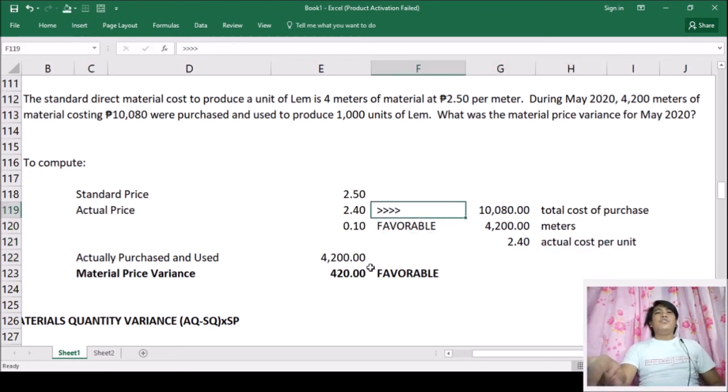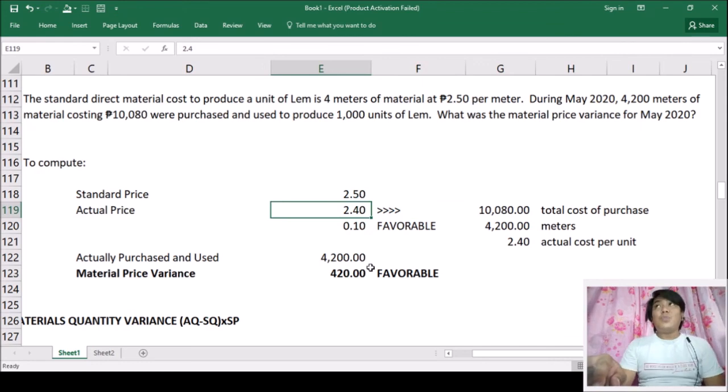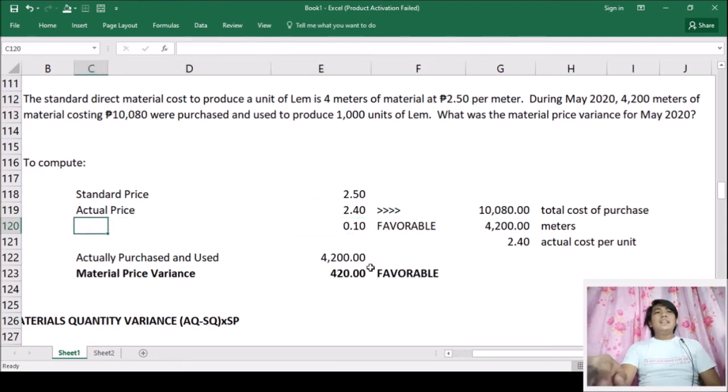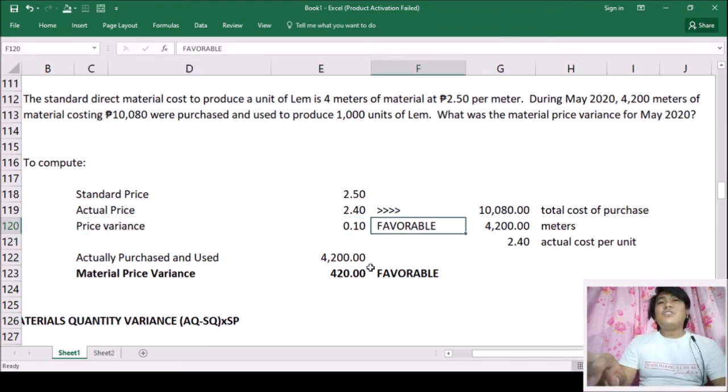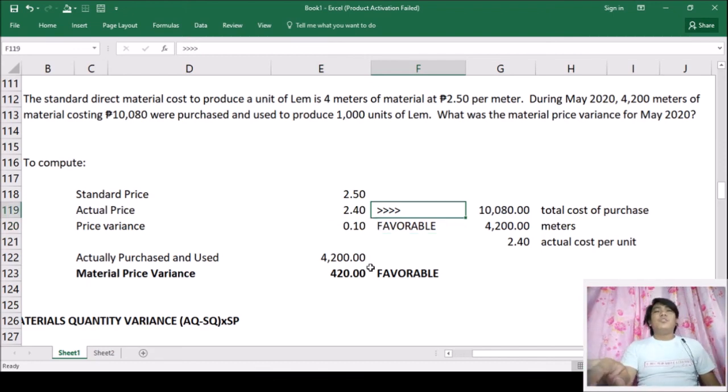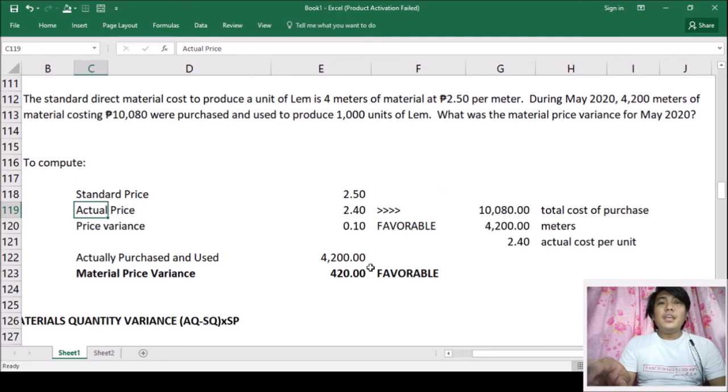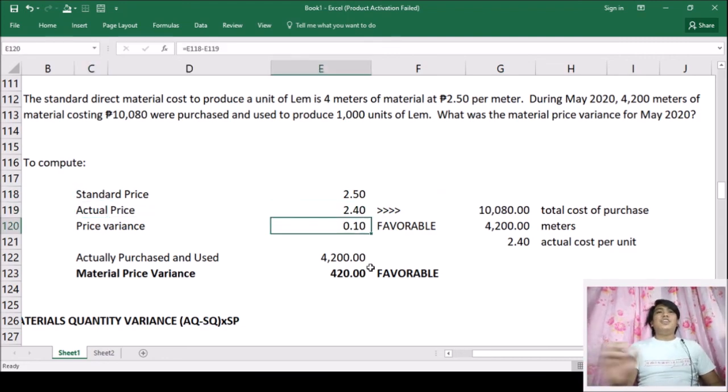Which is 2.4, and that is our actual price per unit. The difference between the standard price and the actual price is what we call the price variance. But that is on a per unit basis only, which is already favorable. Why favorable? The standard is 2.5, but you bought it cheaper, at 2.4. So that is 0.10.